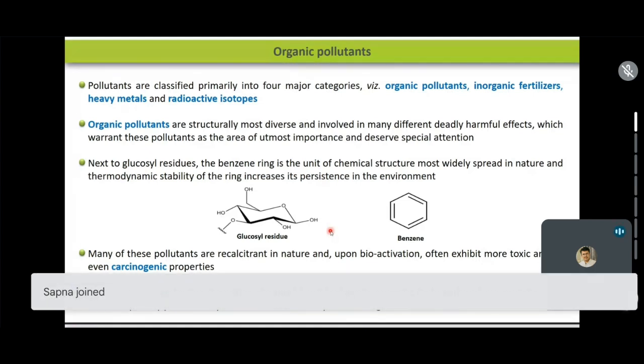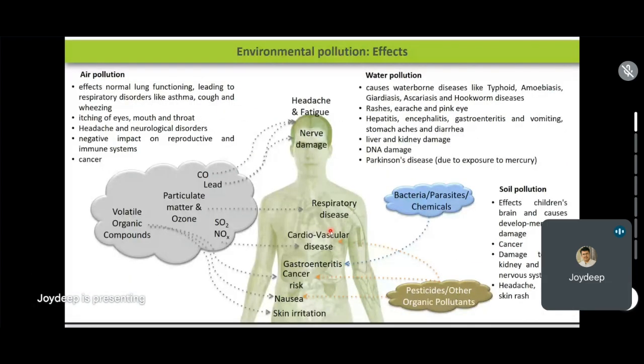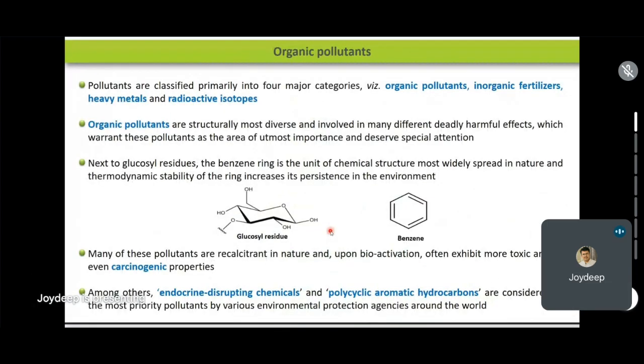Now talking about pollutants, there are a lot of different pollutants as we have seen here, but my discussion now would move more towards organic pollutants because I'm primarily focused on this kind of pollutants. These pollutants have been classified into four different categories. One among them is the organic pollutants. Apart from these, there are inorganic fertilizers, heavy metal pollutants, as well as radioactive isotopes, that is radioactive pollution.